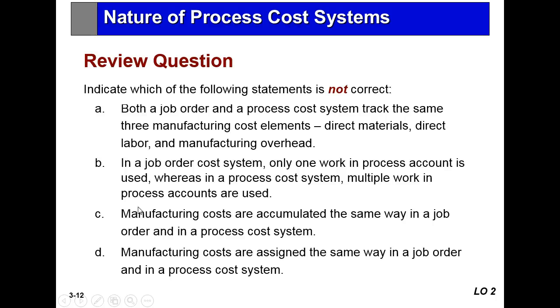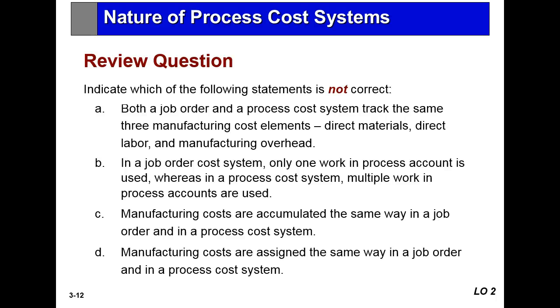Indicate which of the following statements is not correct. I hate these "not" kind of questions. I tried to eliminate those for you. Both a job order and a process cost system track the same three manufacturing cost elements: direct materials, direct labor, and manufacturing overhead. Is that right or not?